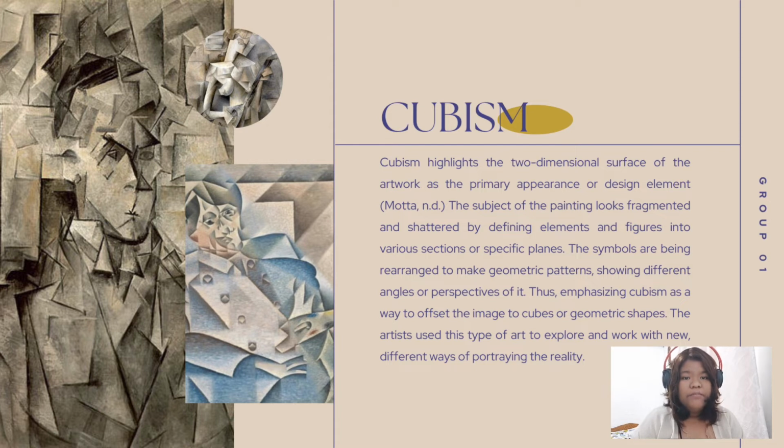The subject of the painting looks fragmented and shattered by dividing elements and figures into various sections or specific planes. The symbols are rearranged to make geometric patterns, showing different angles or perspectives of it, thus emphasizing cubism as a way to reduce the image to cubes or geometric shapes. The artists used this type of art to explore new, different ways of portraying reality.